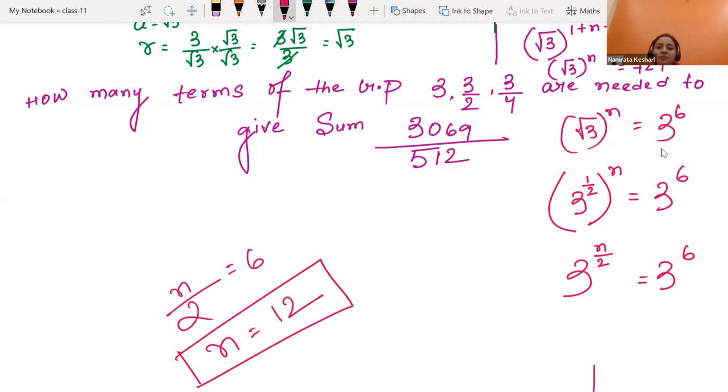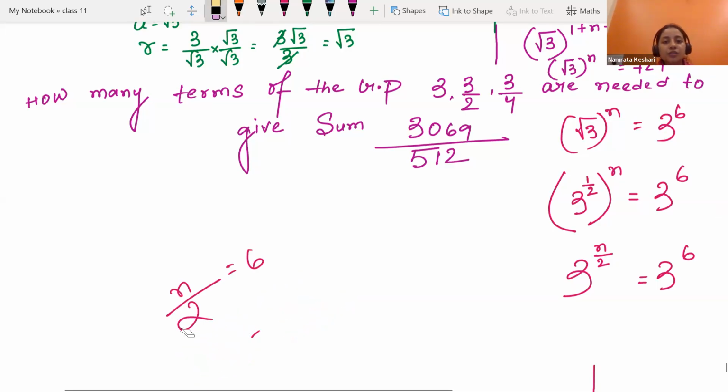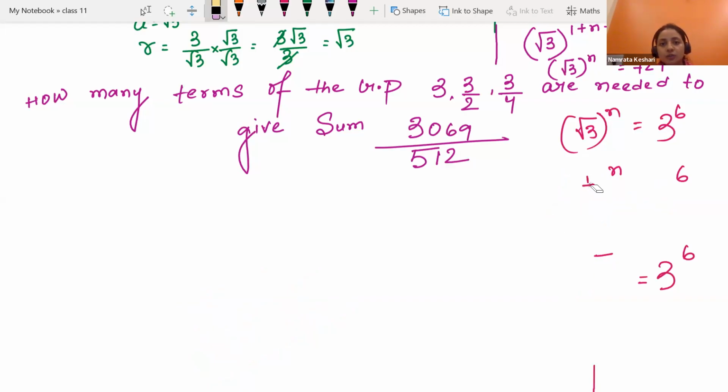Getting it? Yes, ma'am. Okay, today, when I was taking another class, I found the student is struggling with these calculations. Hence I'm taking these types of questions in today's class. So let's do the next one.